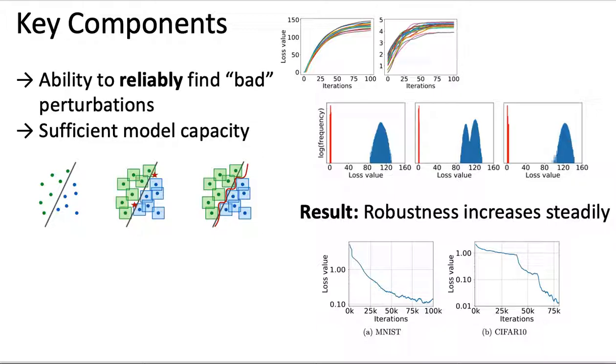The other thing is that you seem to need sufficiently large capacity in your model. This is a thing that I still don't understand exactly why, but it seems, at least empirically, that you need a large enough model to even be able to express these robust classifiers. But once you do it, at least in practice, everything seems to start to work. You are able to increase the robustness on your training examples, and it tends to generalize to the test set.